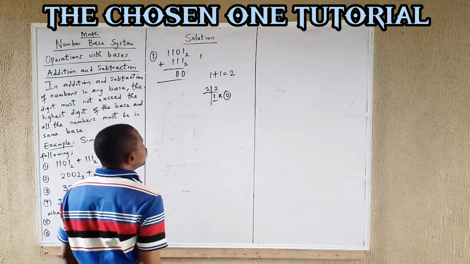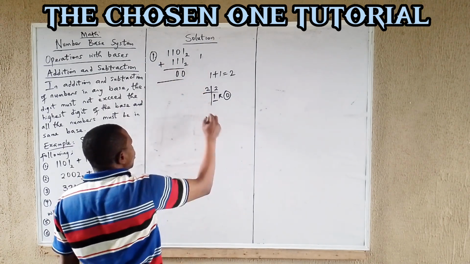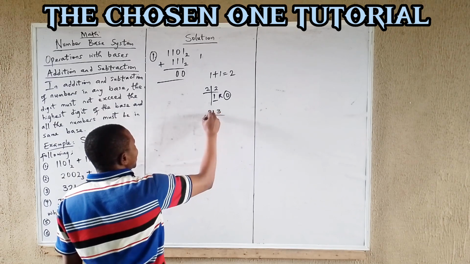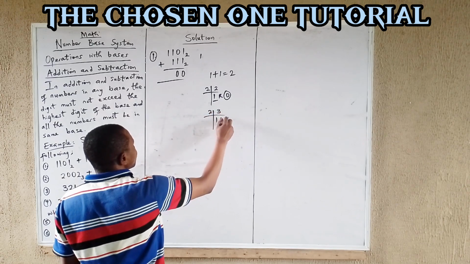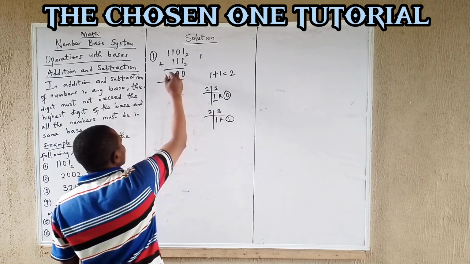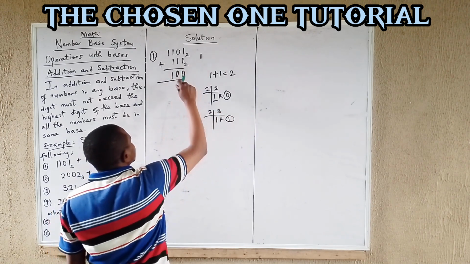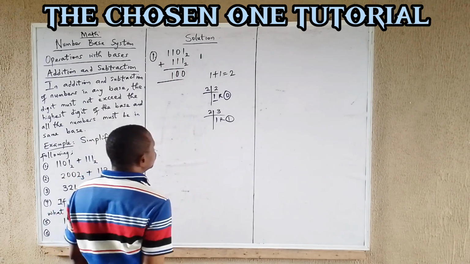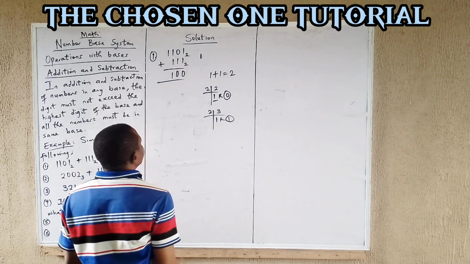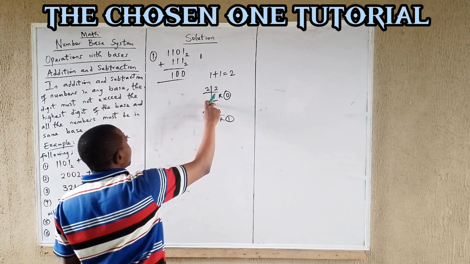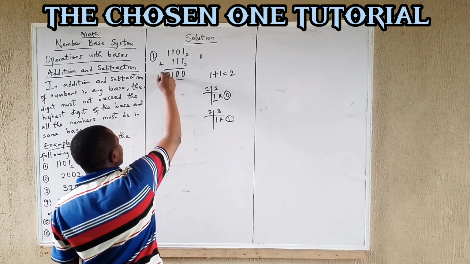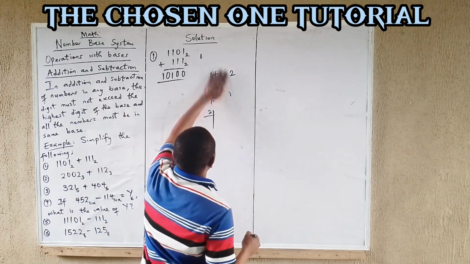1 plus 1, that will be 2. 2 plus 1, that will be 3. Then 3 in base 2, we are going to have 1 remainder 1. So we are going to write this one and keep 1. Then 1 plus 1, that will be 2. 2 in base 2, that will be 1 remainder 0. So we are going to write 0 and keep 1. Please take note of that.